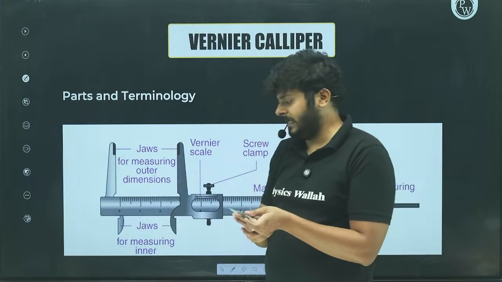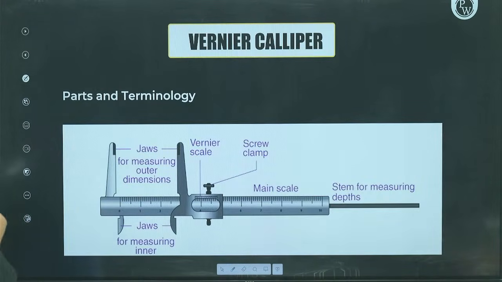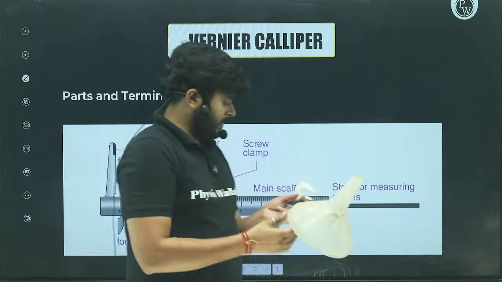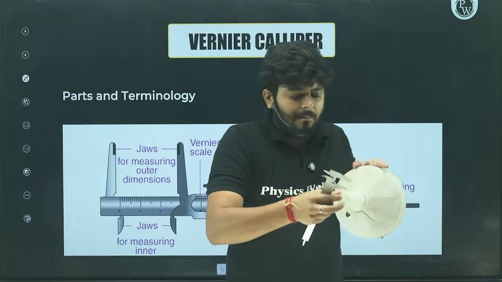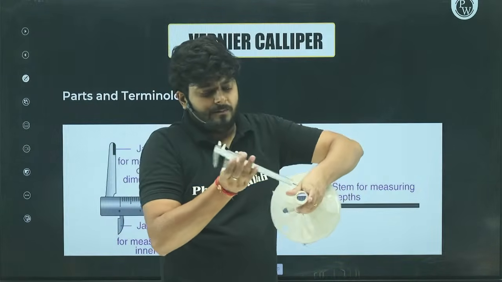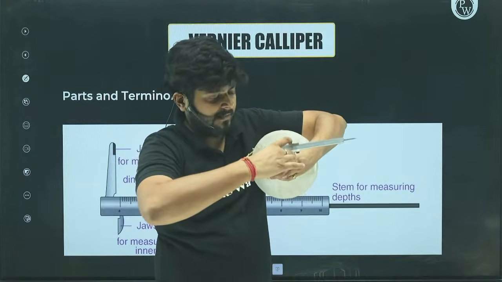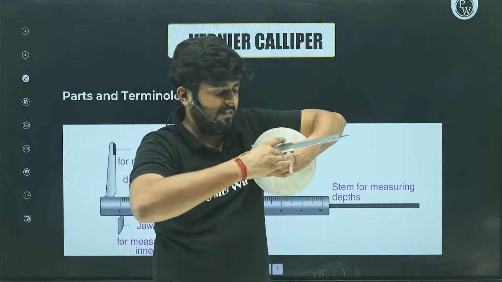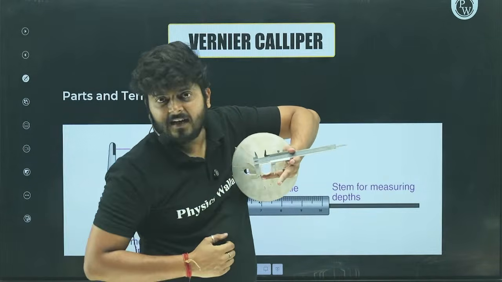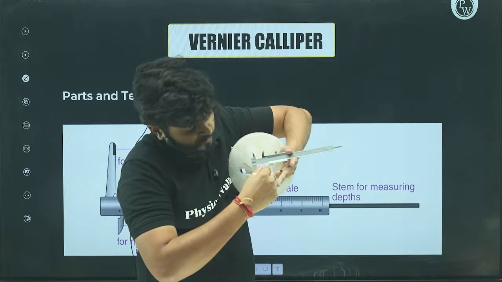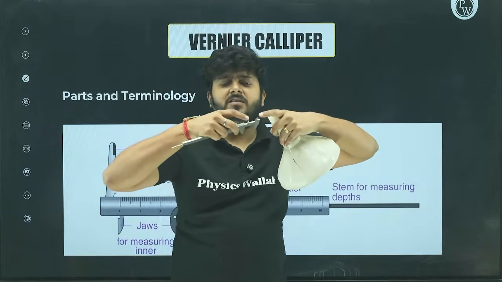dimension of anything. For example, if I have a pipe, or anything like this, right? So with the help of this outer jaw, I can measure the outer diameter. Okay, like this, right? So these jaws are helping us in that way, right? But if I want to measure the inner diameter, so how will I do that? For that, I have these jaws, right?